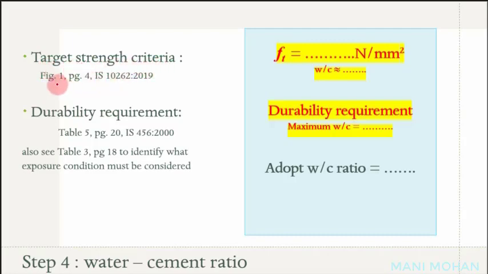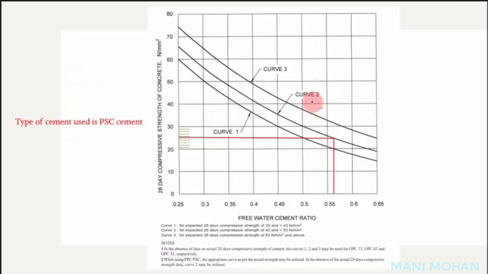Let us see first what is the water cement ratio requirement based on target strength criteria. For this, you need to go to figure number 1, page 4 of IS 10262-2019. I have the screen capture of that figure 1. Here is that. What was the target strength? The target strength for M20 grade concrete which we are designing, it is 26.6 Newton per mm square.